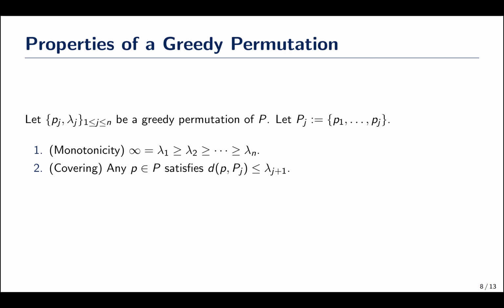Secondly, we have the covering property. So any p in P will have distance to Pj less than or equal to lambda j+1, because we always choose lambda j+1 to be the distance to the farthest away point. So any other point will be even closer. And this covering property is really key to getting the approximation going.